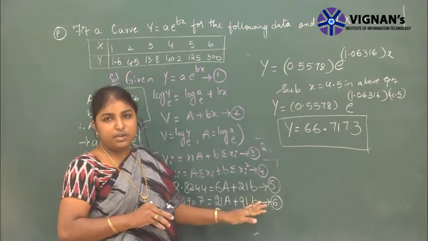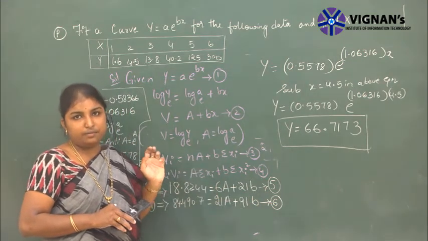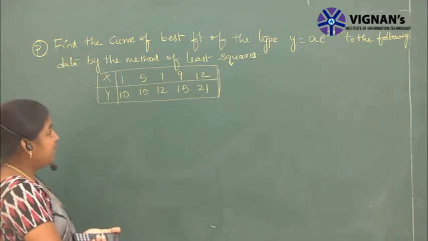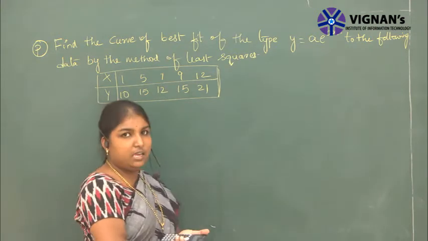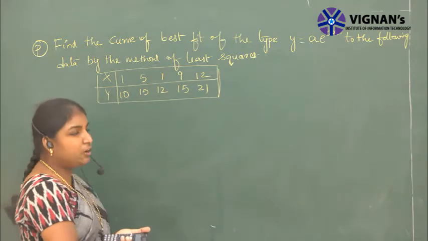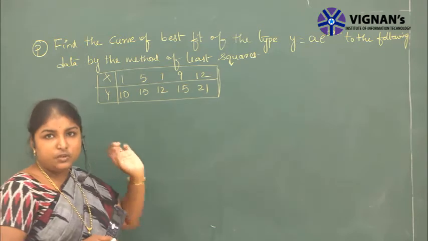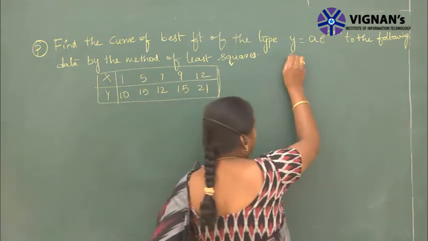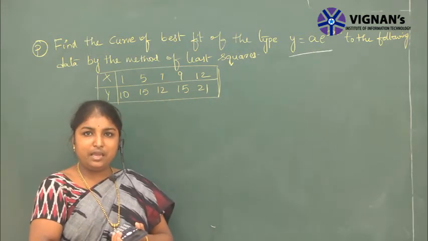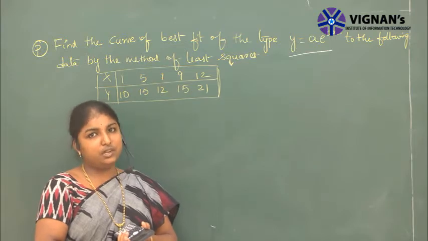So this is related to exponential curve fitting a given data. Next problem. Find the curve of the best fit of the type y equal to a e power bx to the following data by the method of least squares, and they are giving x and y values. So here we want to fit a data for y equal to a e power bx, which is known as an exponential curve.